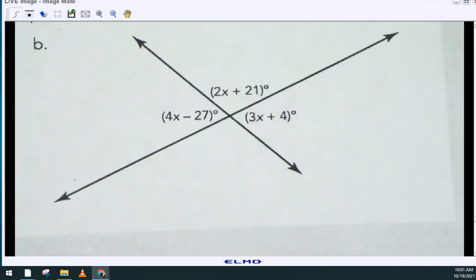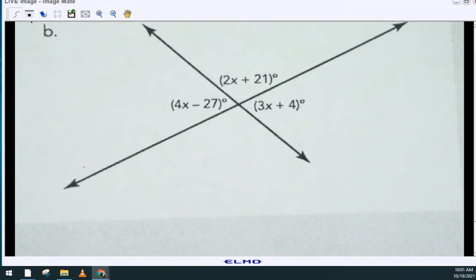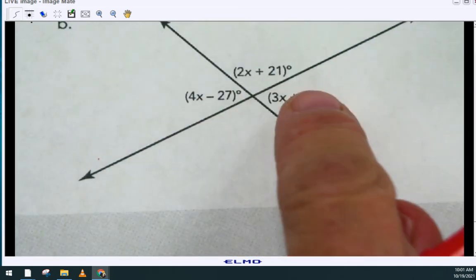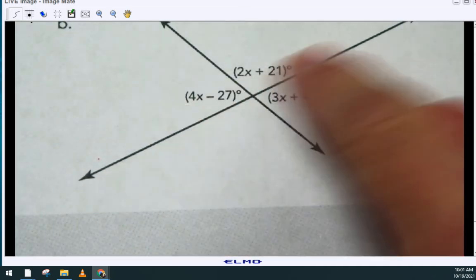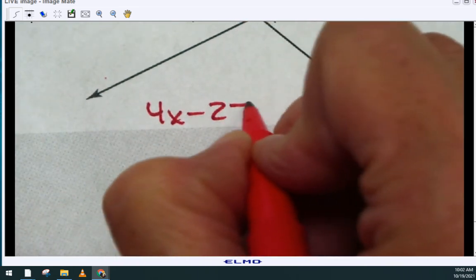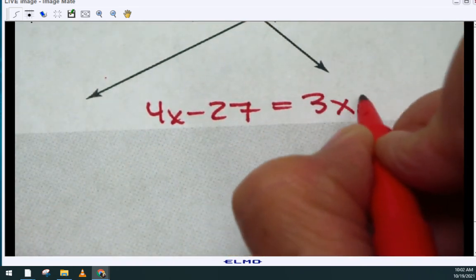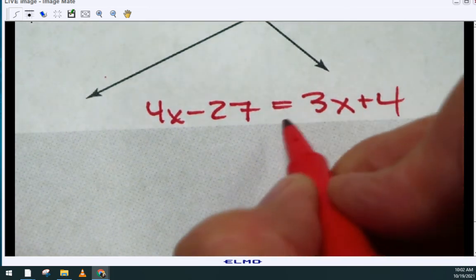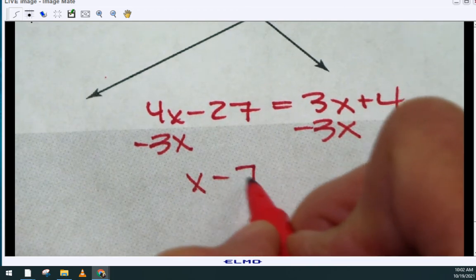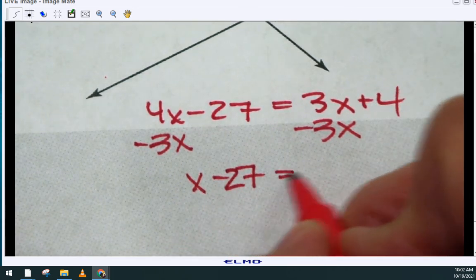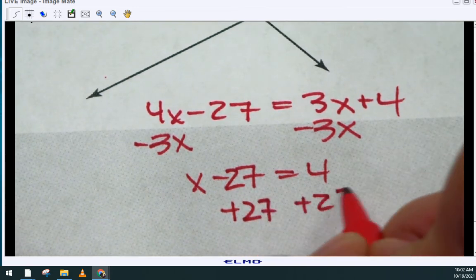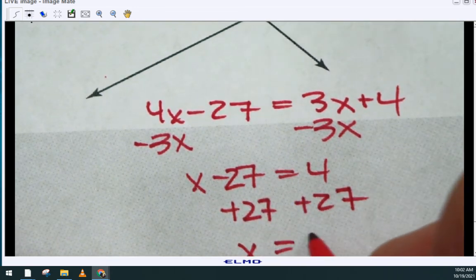Over here, you can do it one of two ways on this one. You can either do it by vertical angles, which these two are vertical angles, or you can add these two together and set it equal to 180. I'm going to do vertical angles because it's actually easier. So I'm going to subtract 3x from both sides of the equal sign and get x minus 20, oops, I forgot the 2, equals 4. Add 27, get x equals 31.